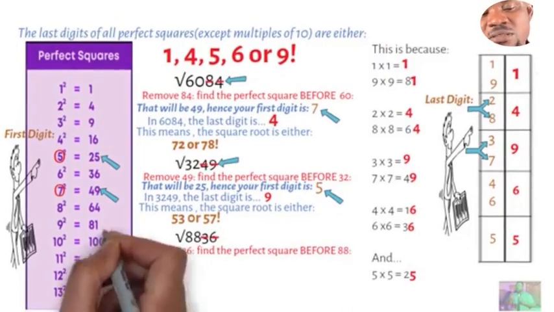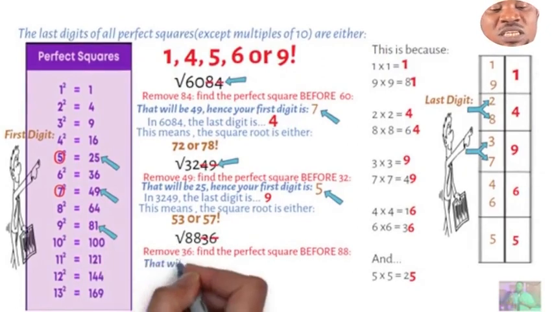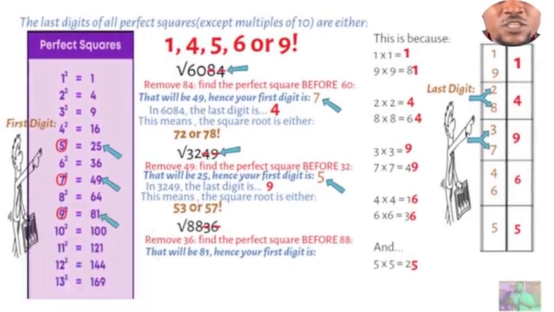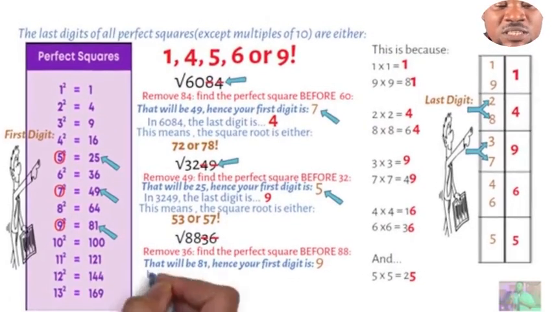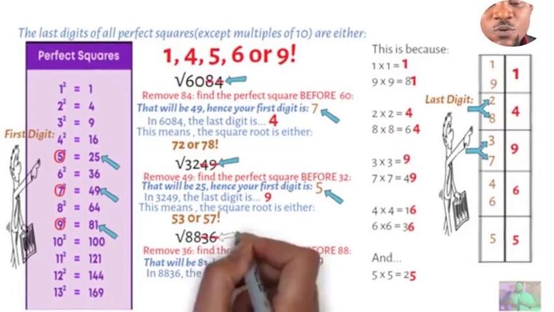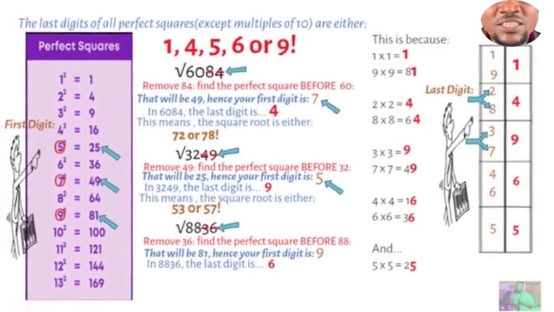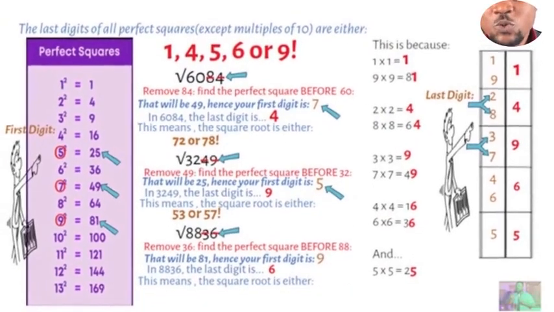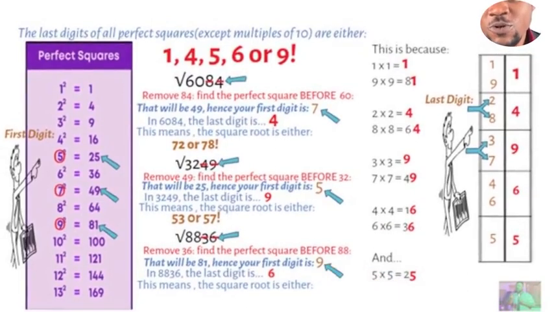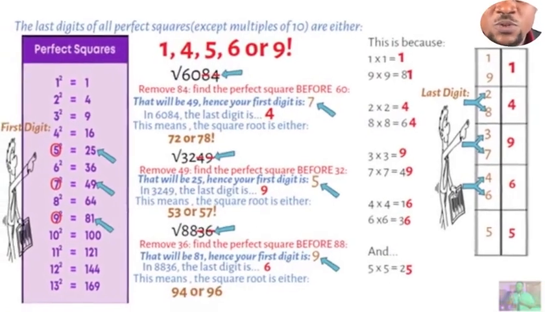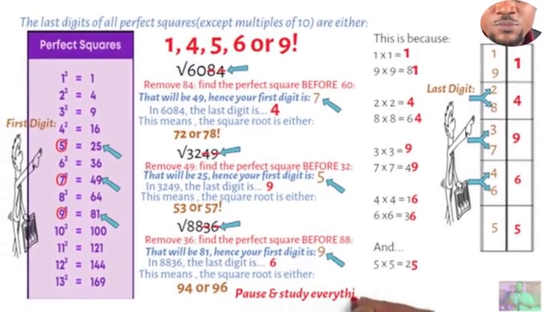8836. I'm taking out 36 so I can get 88. The closest perfect square to 88 is 81, so my first digit will be 9, because 9 is the square root of 81. And the last digit there is 6, so the last digit of the square root is either 4 or 6. So I'll be having 94 or 96. Sorry about that, 94 or 96.